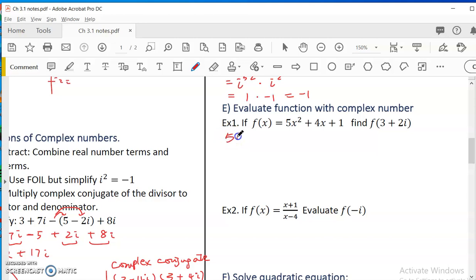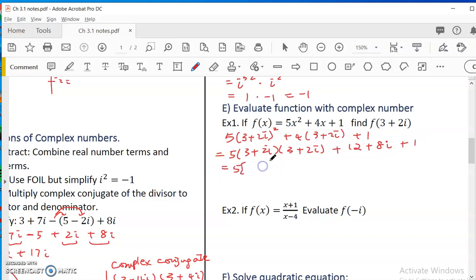So you just do 5 times x, where x is 3 plus 2i, and then square it. You have to do FOIL to square it. Plus 4 times 3 plus 2i, and then plus 1. So how do I do 3 plus 2i squared? It would be 3 plus 2i times 3 plus 2i, right? So you have to do FOIL, plus 12 plus 8i, plus 1. There are just a lot of terms after this.